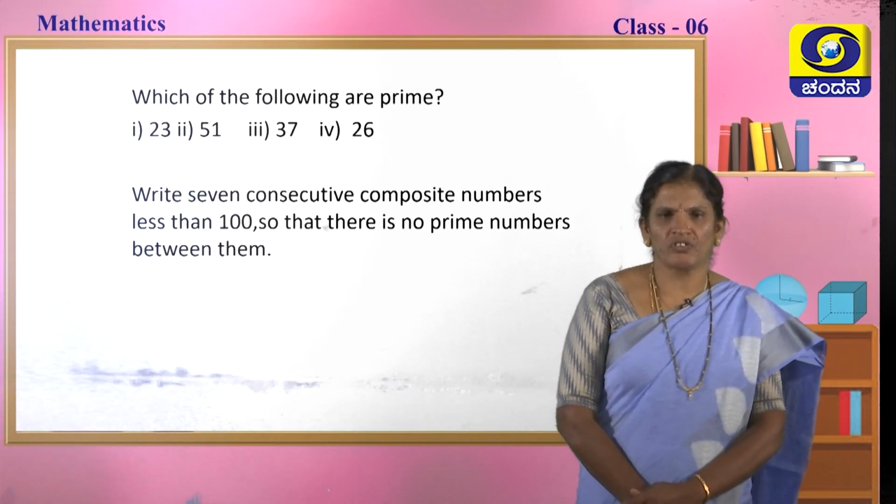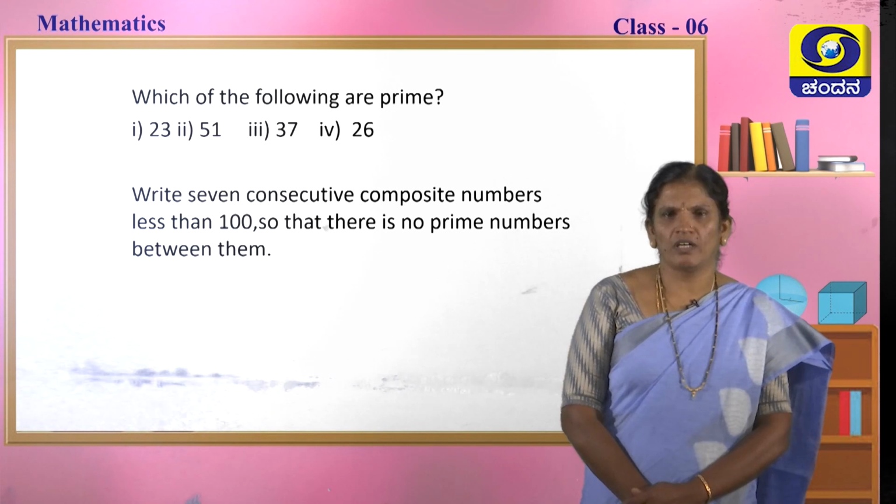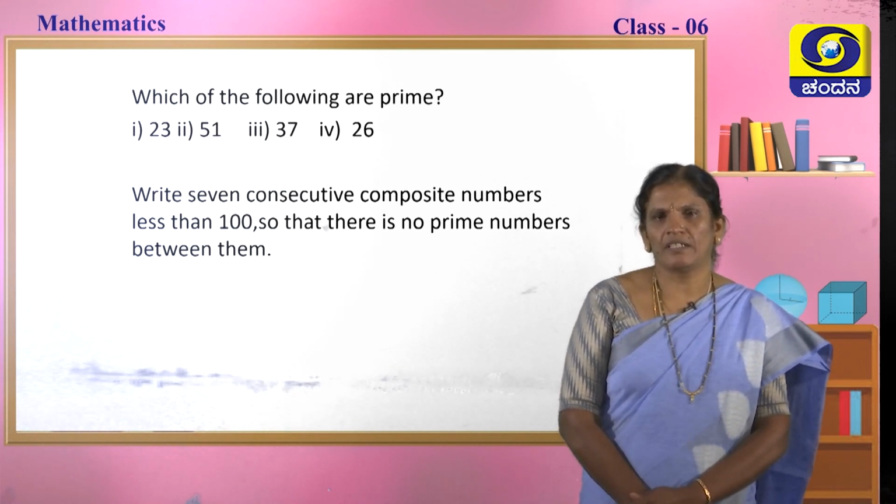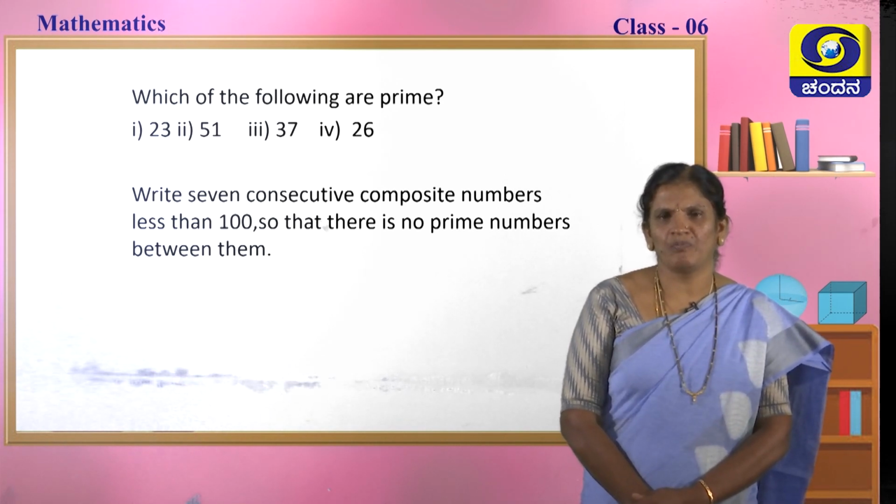79 and 97. Again here 7 and 9 are the same digits. Now come to the next question, children. Which of the following are prime? Guess, children: 23, 51, 37, 26. Among these four numbers, which is prime? You can tell that 23 is the prime number.